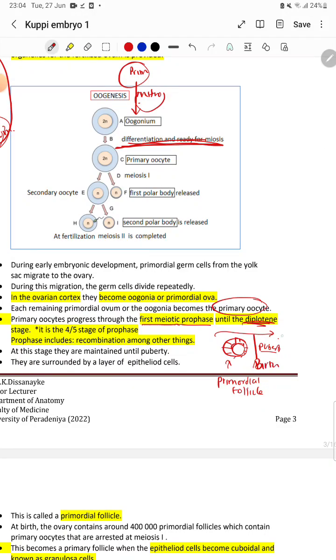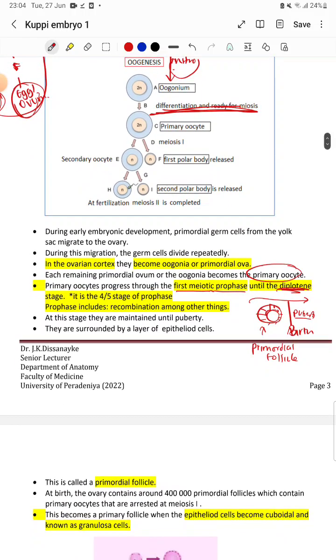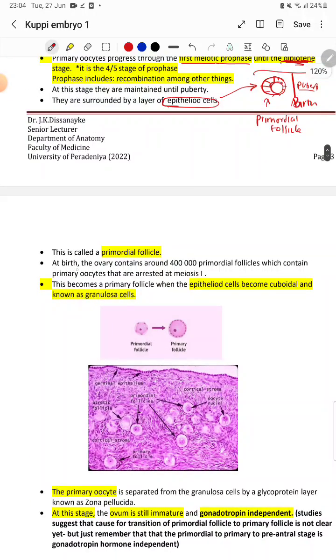It will remain this way until puberty, until it becomes a primary follicle, and then from there it'll become a secondary follicle, an antral follicle, early stage, late stage, and then a Graafian follicle, and so on. So this is the type of cells making up the follicular cells. They're flat epithelioid cells. And like I mentioned, it'll be known as a primordial follicle. The ovary at birth contains around 400,000 primordial follicles, which involve the primary oocytes that are arrested at meiosis 1.